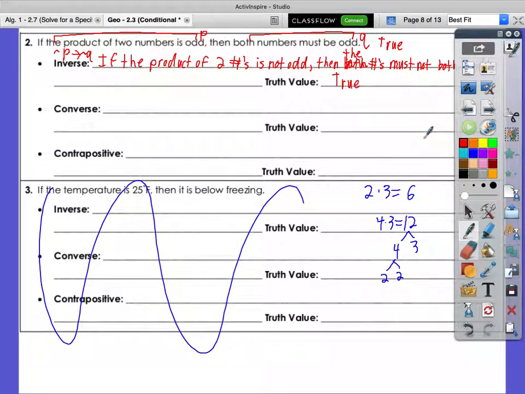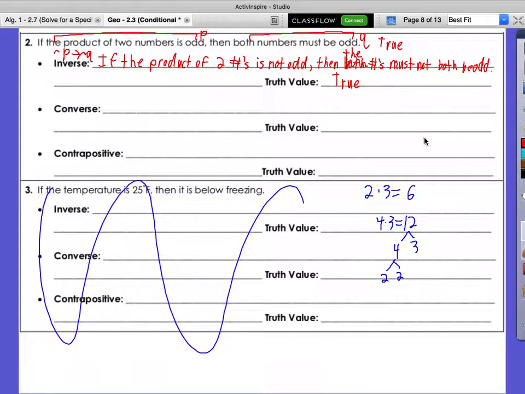What about 846? Yes, it's even, because it ends in an even number. Anytime it ends in an even number, it's divisible by 2. Okay, but then 20 is an even number. Because 0 is neither odd nor even, but it's still divisible. 20 is still divisible by 2, though. What's 20 divided by 2?